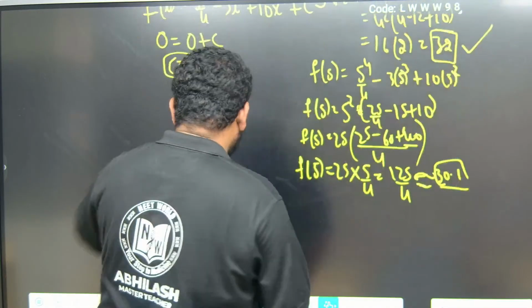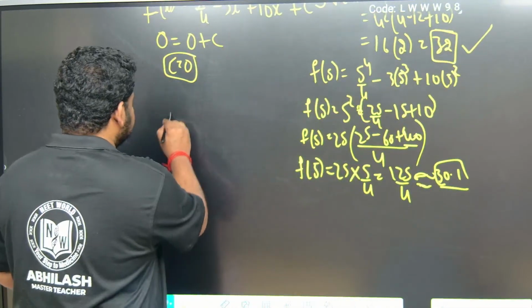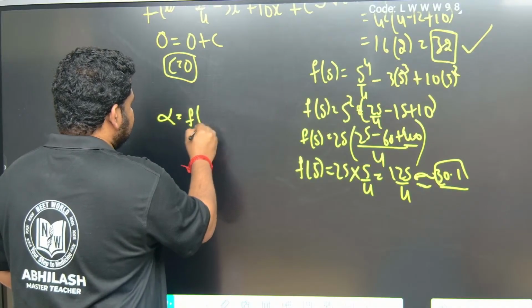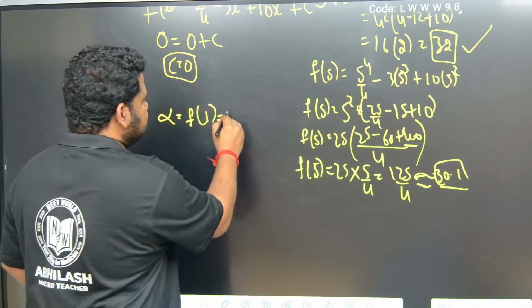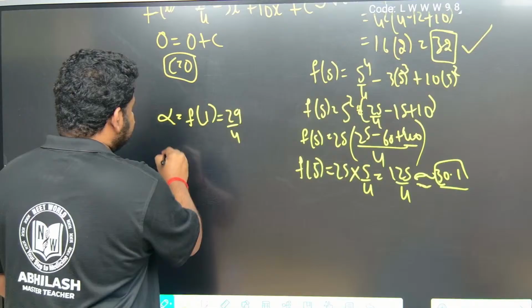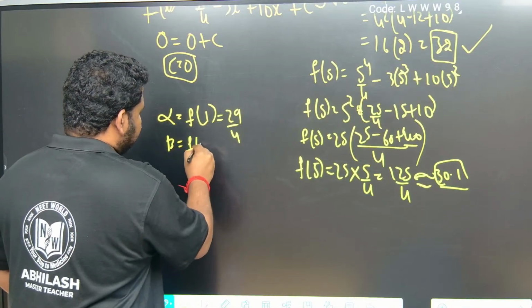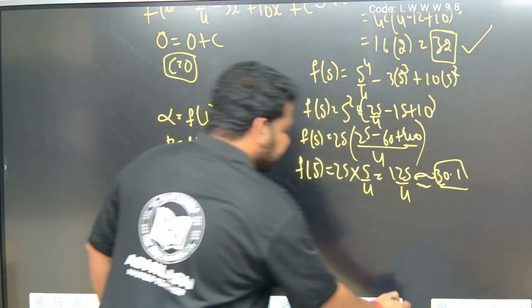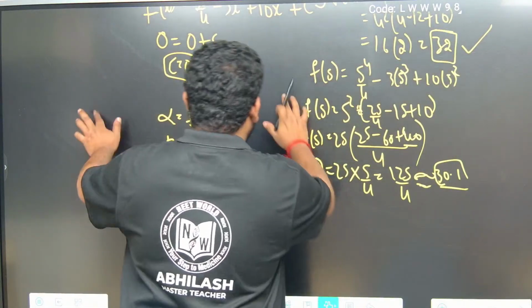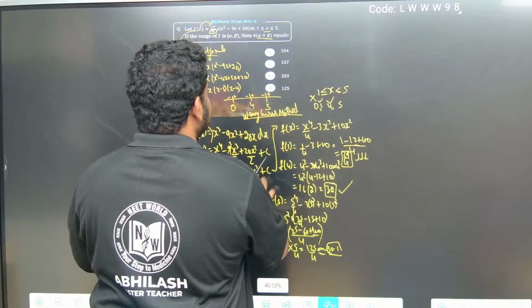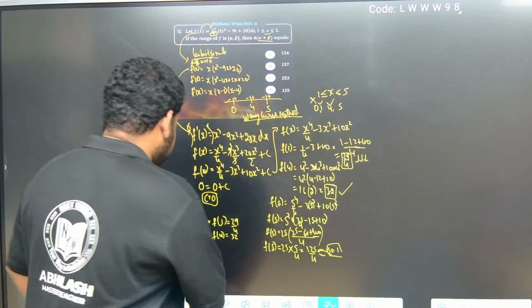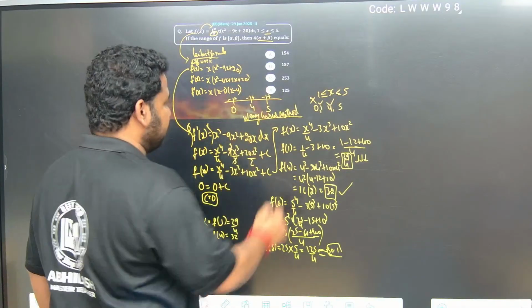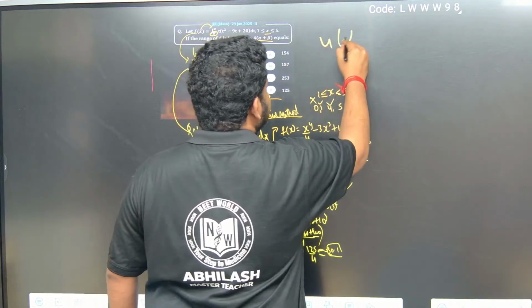So here, friends, alpha will be equal to f of 1, that is nothing but 29 by 4. Beta will be equal to f of 4, that is the maximum value, that is 32. Now what are they asking us? They are asking us to find 4 times alpha plus beta.